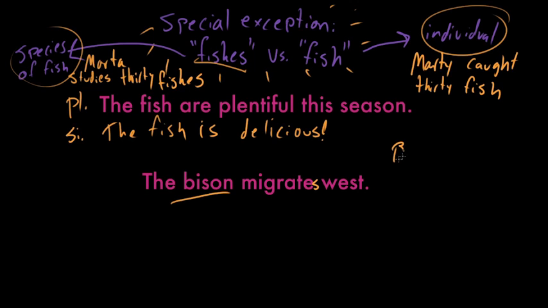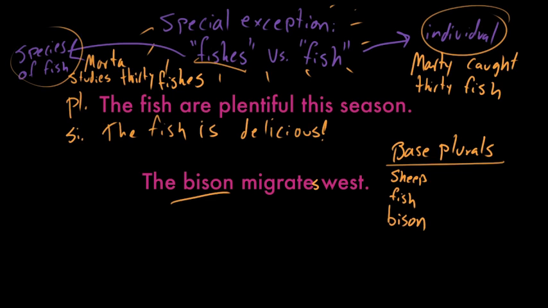So to review, there's this entire class of words called base plurals, where the word itself, the base, doesn't take an S for the plural. It's just the same. The singular is the same as the plural. So that gives us words like sheep, fish, and bison. There aren't a ton of English words that behave this way, where the plural is the same as the singular. I just wanted to make you aware of some of the most common ones. There are also more examples in the exercises. So I just wanted you to be aware of them.